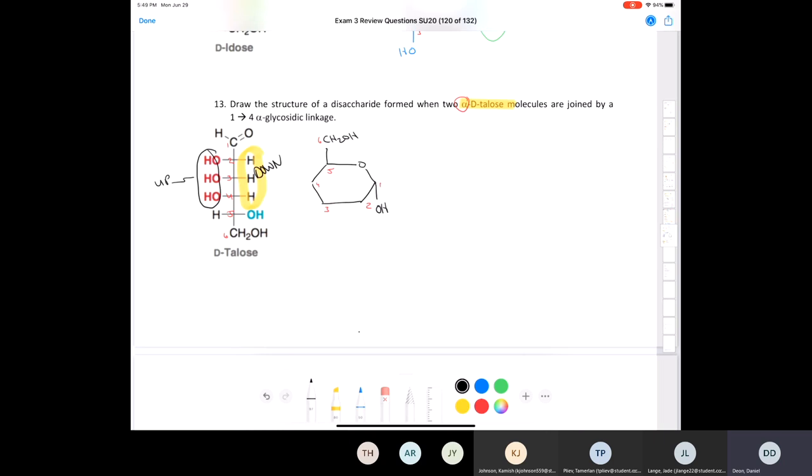So that means that my hydroxyl at carbon 2 is pointing up, at carbon 3 is pointing up, and at carbon 4 is pointing up like that, okay? Now I can shade it in to make it look really beautiful like this.